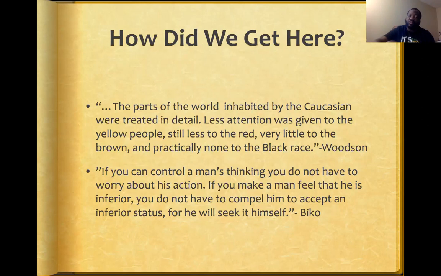Now, Steve Biko, one of the anti-apartheid icons who was murdered in the 1970s, says, if you can control a man's thinking, you do not have to worry about his actions. If you make a man feel that he is inferior, you do not have to compel him to accept an inferior status, for he will seek it himself. He will seek it himself. I'll give you an example of how ingrained this is.